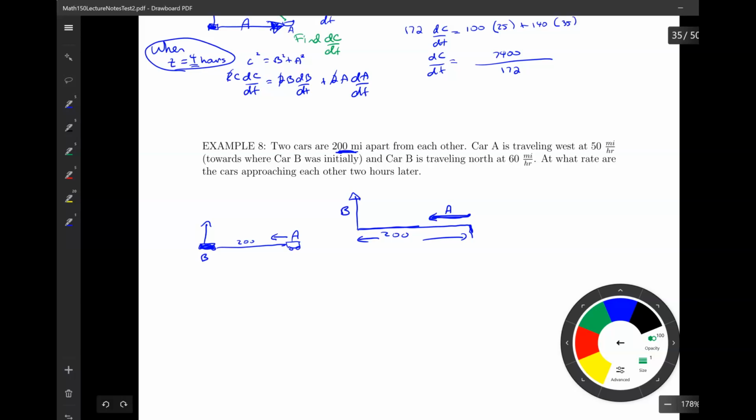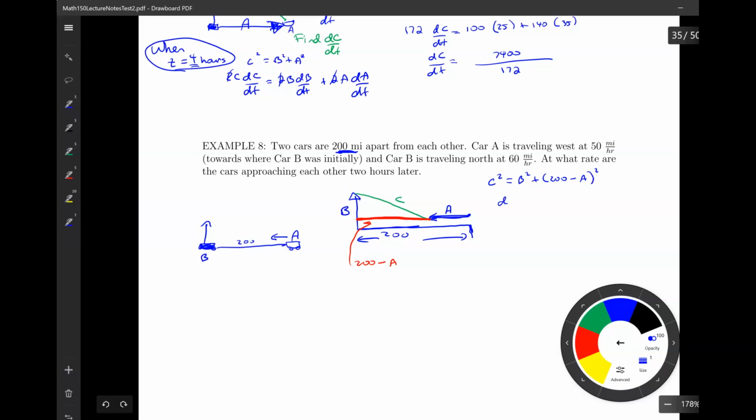And so I want to find out the distance between the two cars changing. So there's my C. So how am I going to make a triangle out of this? So I need to find out what this side length is. And I think you've done enough problem solving that you can see that this side length will be 200 subtract A. All right, so then what's my Pythagorean theorem going to be? C squared will be B squared plus (200 minus A) all squared.